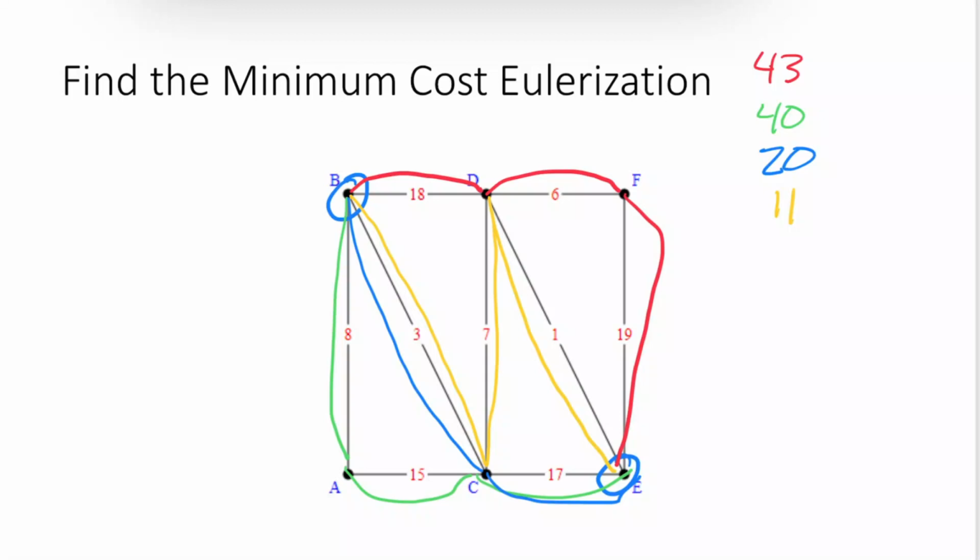And so the way that you find a minimum cost Eulerization if the edges have different weights is you use Dijkstra's algorithm to find the shortest path between your two odd vertices. And sometimes you can just find the shortest path by looking at the graph. In this case, the graph was pretty simple and it wasn't too hard to find that cheapest path. But sometimes if the graph is more complicated, you may want to use Dijkstra's algorithm to find the shortest path between the vertices. So that's it for this video. If you have any questions, let me know.